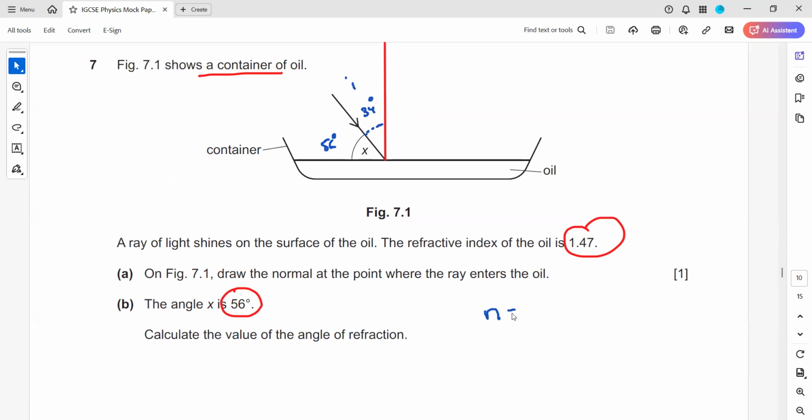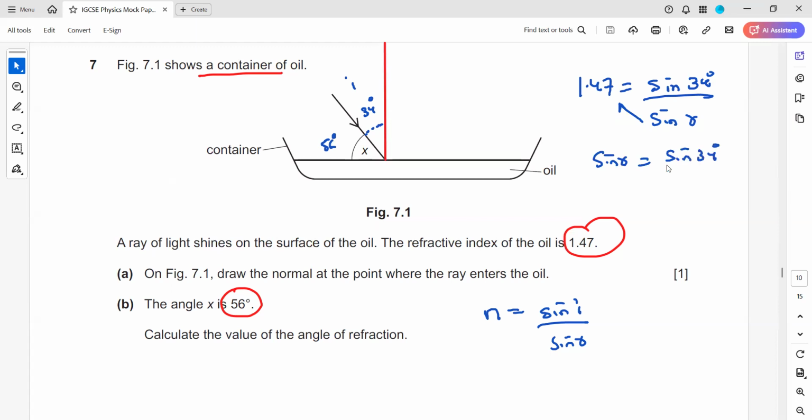Use the refractive index, which is sine angle I over sine angle R. If we write the formula only, will we get 1 mark? Yes, for the refractive index formula. So refractive index is sine angle I over sine angle R. The refractive index is 1.47, sine of the angle of incidence is 34, and the angle of refraction is unknown. Cross multiply. So sine angle R equals sine 34 divided by 1.47. You need R, so you move sine inverse to the other side. That will give us the value of R.